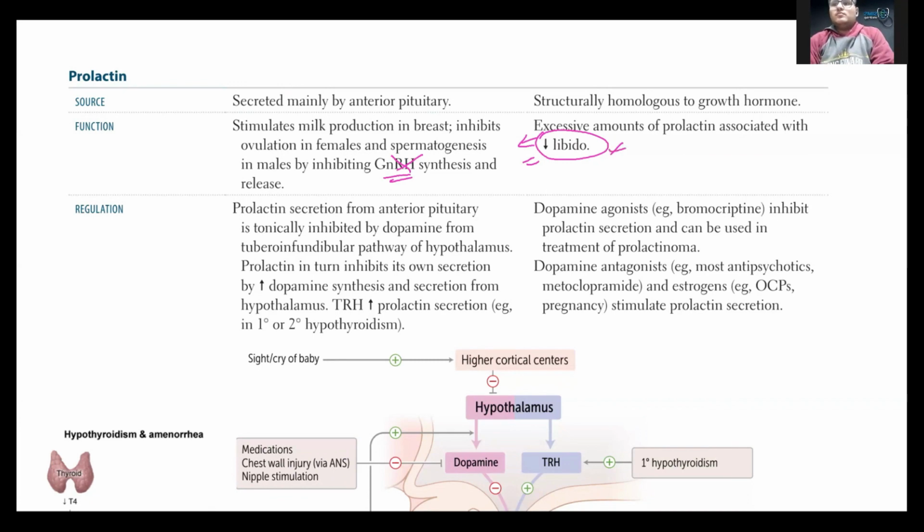There is decreased libido. Next, regulation. Prolactin secretion is from the anterior pituitary. We have discussed this already, and it is inhibited by dopamine. We have discussed in detail, but here you should know the MCQs.